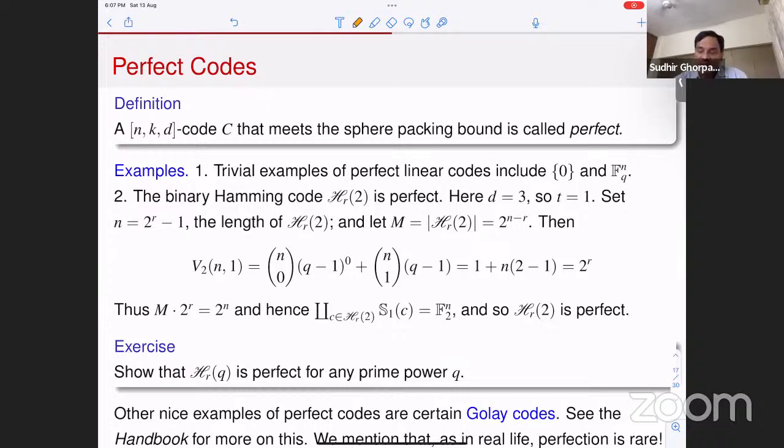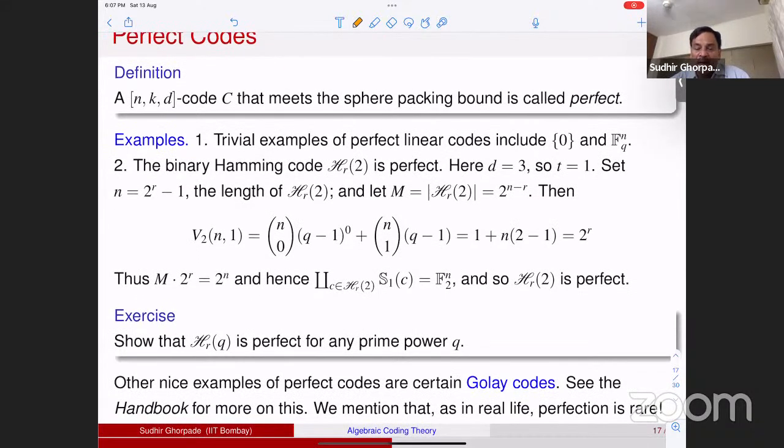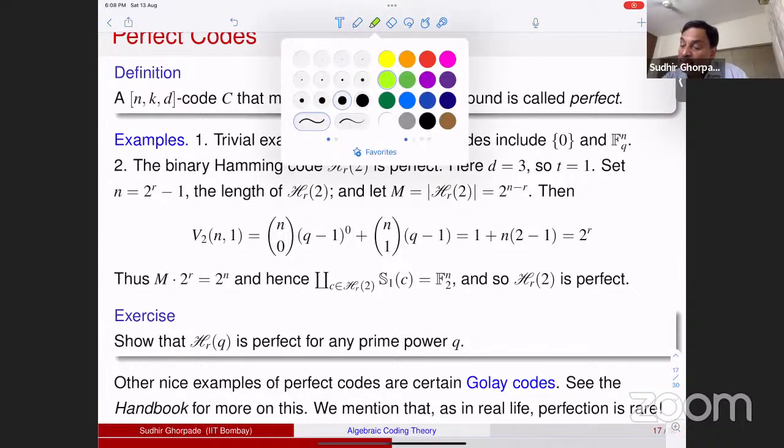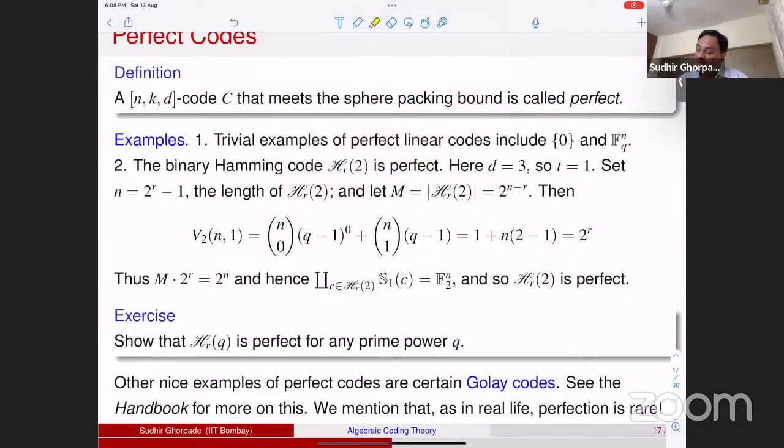You can ask me questions. I can come back to this. I don't want to take more time than what I'm allotted. I have remarked here that like in real life, perfection is rare. That means it's rare to find codes which are perfect codes. So Hamming codes are examples of them. There is another class of codes called Golay codes which come from geometry, finite geometry, and group theory, that are also perfect, but these are just about the only known examples of perfect codes.